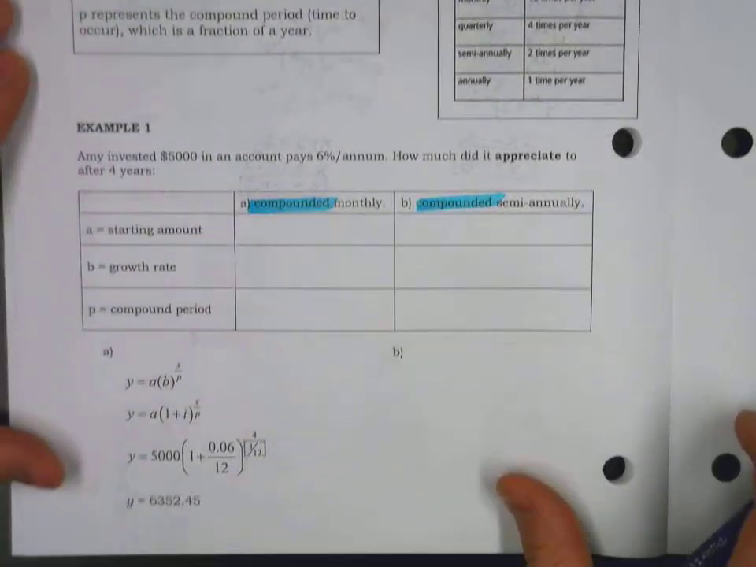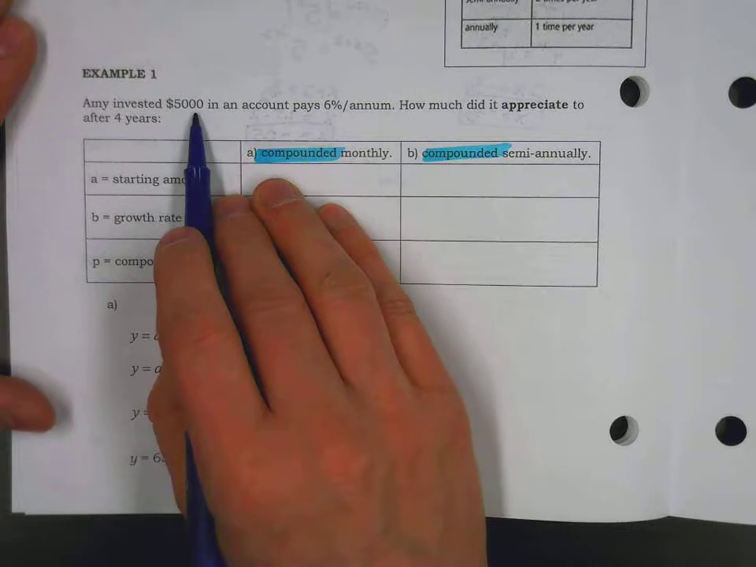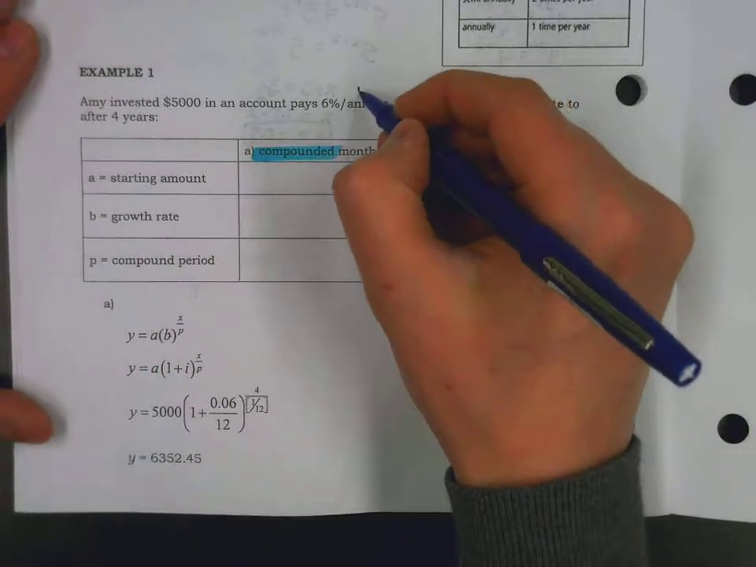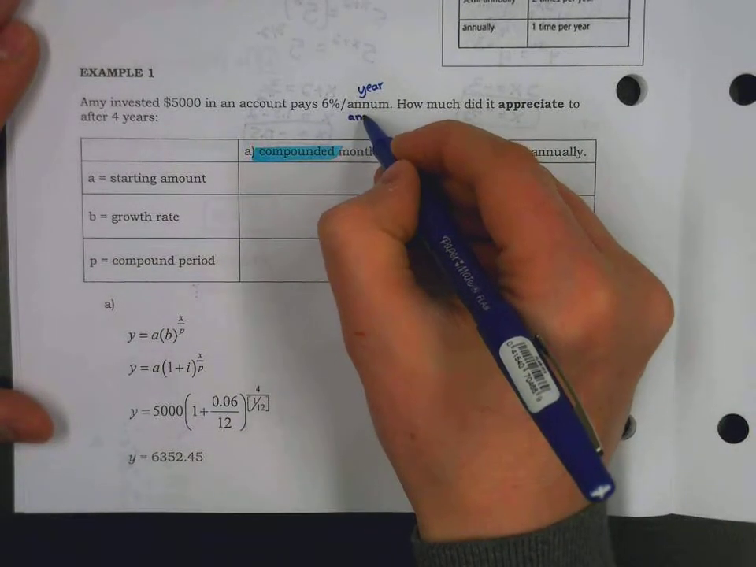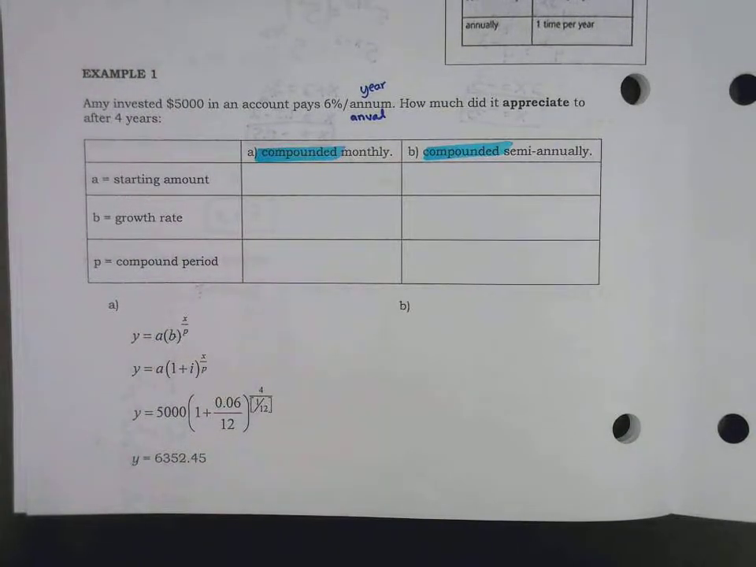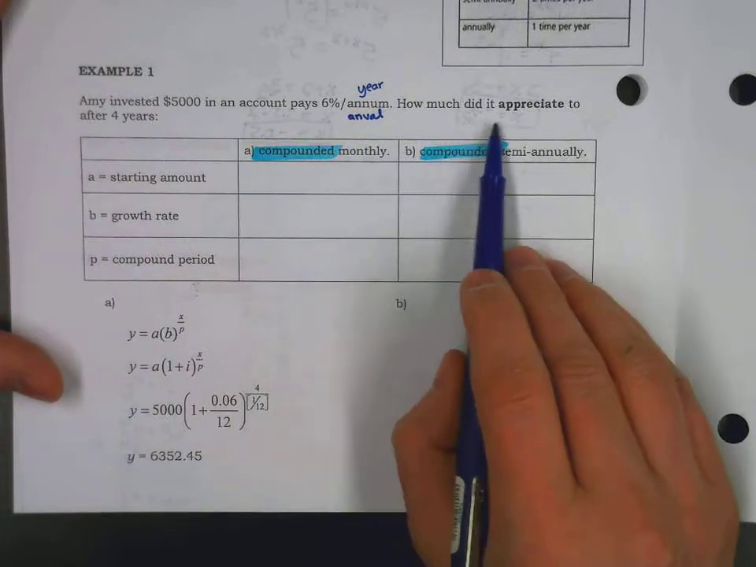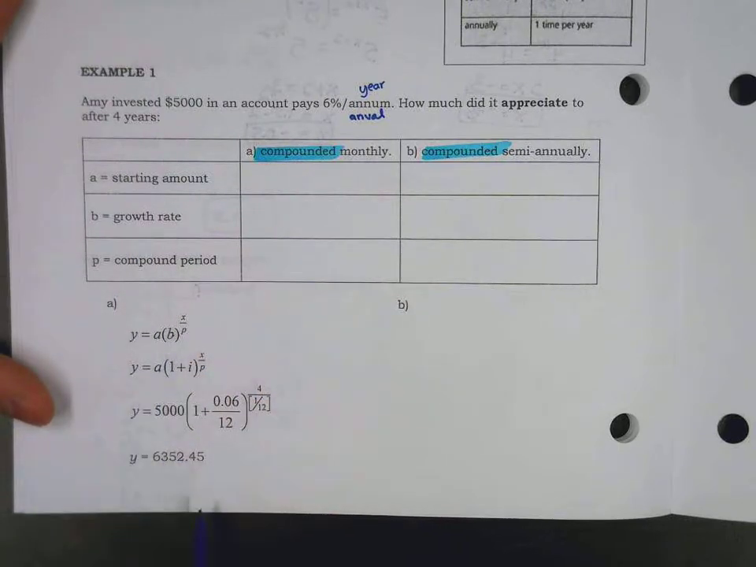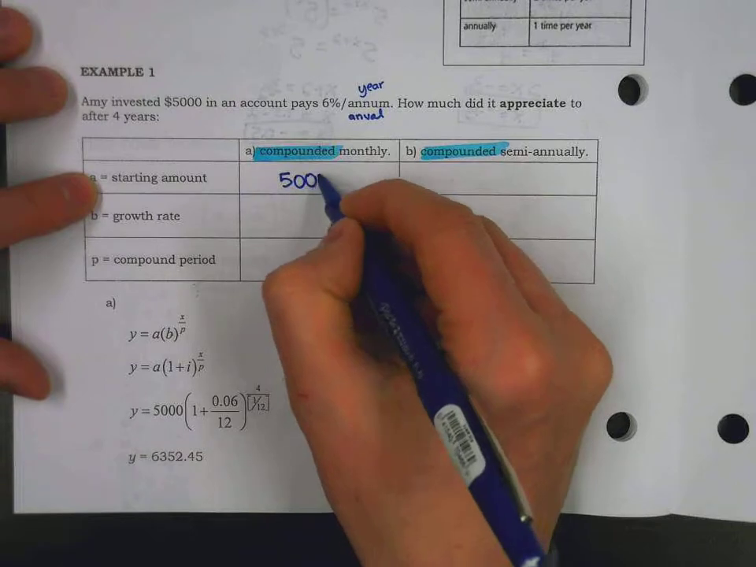So let's look at a specific example and see how it sort of works. Amy invests $5,000 in an account, and it pays 6% per annum. Annum is another way to say annual. It's a Latin word to say annual, and annual is an English word to say year. So 6% is dedicated for the year. How much did it appreciate to after 4 years if we're compounding monthly? Now I did work out this example right here, but this is what's happening. We're starting at $5,000.